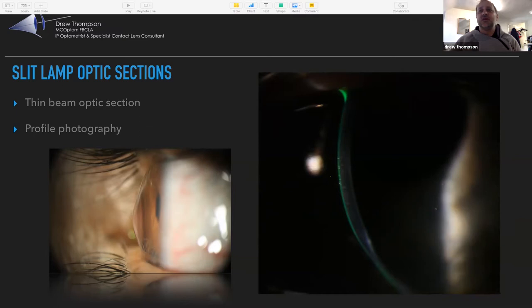So if you get good at looking at the profile of the sections of a cornea, you can start to judge the thickness of all the anatomy that you're looking at. And you can see in this photograph here, this is actually a picture of a pellucid marginal degeneration patient, and you can see that it's very, very thin at the bottom there. So we've got approximately 500 microns centrally, and then you're going down to probably less than 100 at the bottom there. So it gives you a good idea of how thick the cornea is and where the weaknesses are.